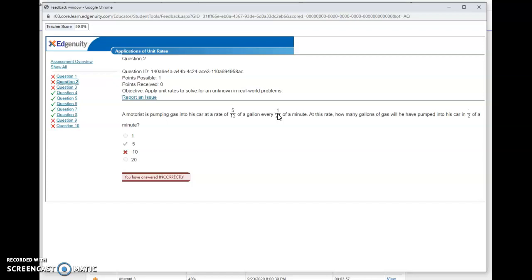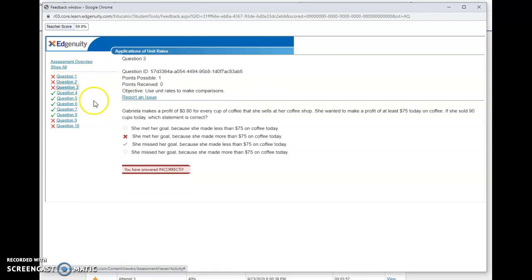1/24th of a minute is really 2.5 seconds, and we're looking for half a minute. So that means it's going to go in it 12 times. So let's write that down. And now we're looking for half of a minute, which is really 30 seconds. So we need to figure out that 2.5 seconds goes into 30 seconds 12 times. So then we need to multiply 5/12ths times 12. And when we do that, we get 5. So he's going to have 5 gallons going in there.